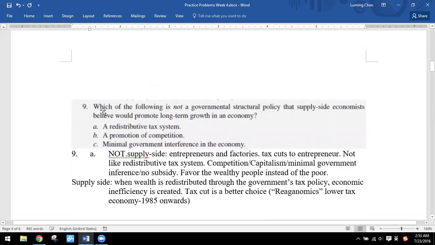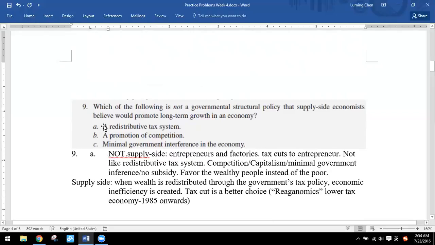Number 9, which of the following is not a governmental structural policy that supply-side economists believe would promote long-term growth in an economy? When we talk about supply-side economists, we should keep in mind that they don't like taxes, they want tax cuts, and they like competition, which is the major part of capitalism. And they want competition, so they don't like government influence.